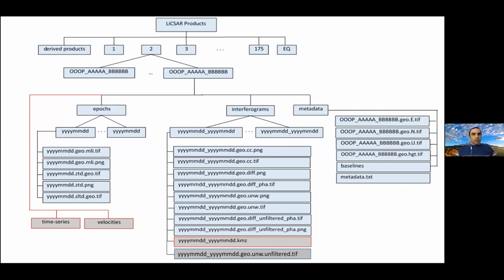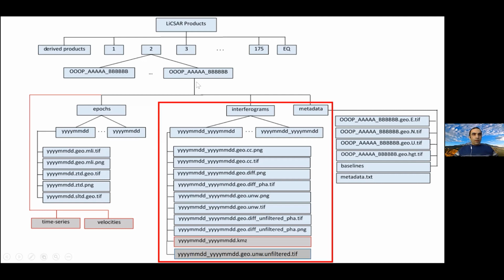So here you can see the LiCSAR system file structure, which shows all the products that we are generating in the LiCSAR system. Starting from the top, the LiCSAR products are categorized into 175 folders, which correspond to the Sentinel-1 175 orbits. In the next level, the frames are defined. So for each frame, the main LiCSAR outputs are stored in the interferograms, as you can see here. So we are generating the coherence image, the filtered, wrapped, and unwrapped phases. Also, the unfiltered wrapped phases are stored here. We are also planning to include the unfiltered unwrapped phases soon.